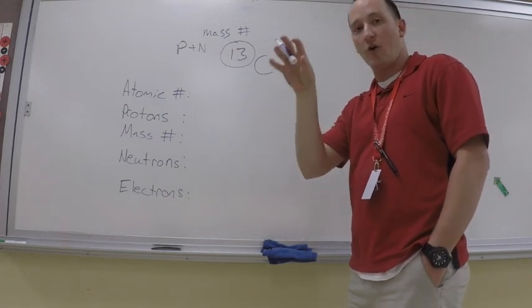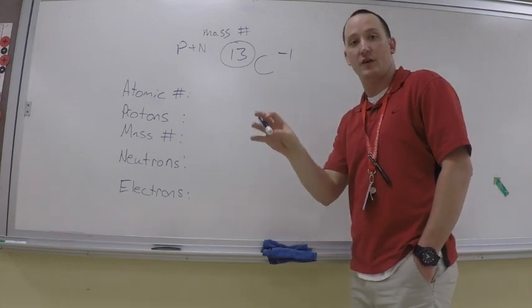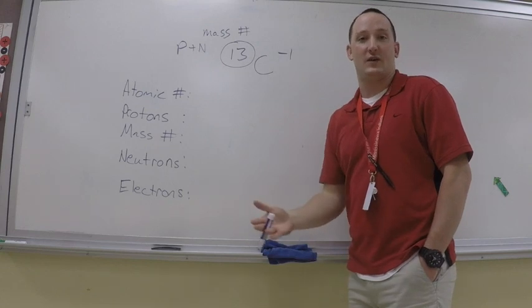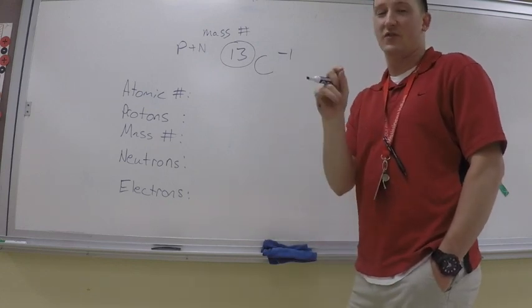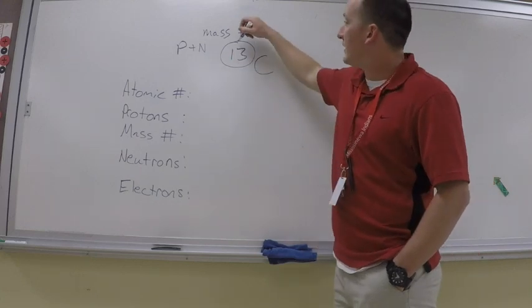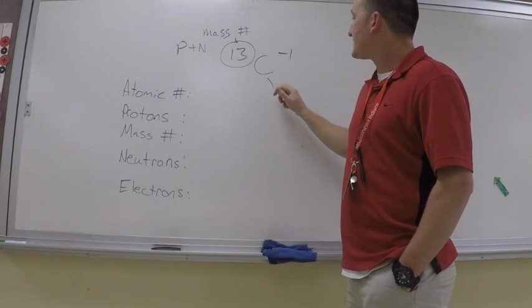Okay? And again, that's all the stuff that's inside the nucleus of the atom. Protons and neutrons are in the nucleus. They are the particles that have mass, or at least significant mass. Electrons have mass, but they're so tiny we pretty much ignore them. Okay, so this again is the mass number. Okay, then this is the symbol.